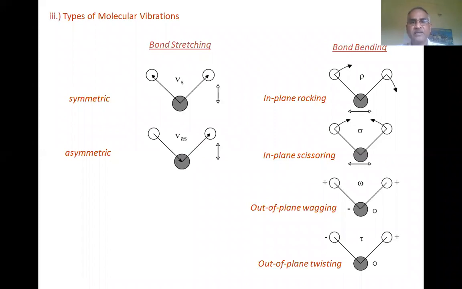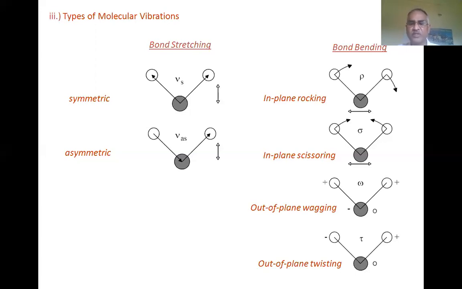And bending is of four types. Two bendings can happen in plane, and two bendings can happen out of plane. In plane bending, one of them is rocking, and the other one is scissoring. You know scissoring, how a scissor works. That way the scissoring mode of bending of molecules works. Rocking means both the arms would be moving in the same direction in the plane of paper.